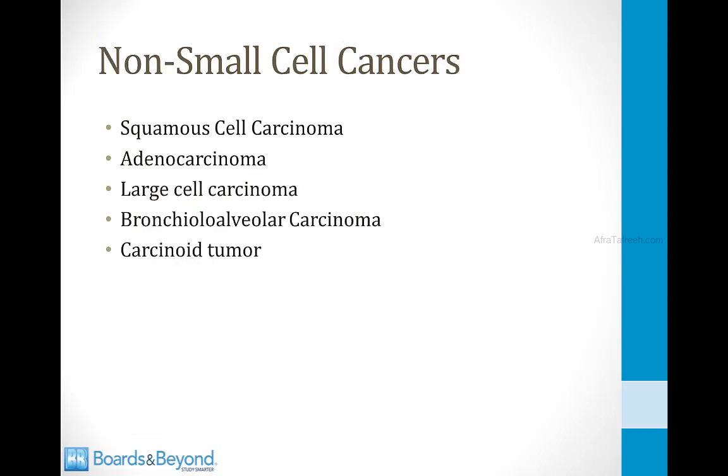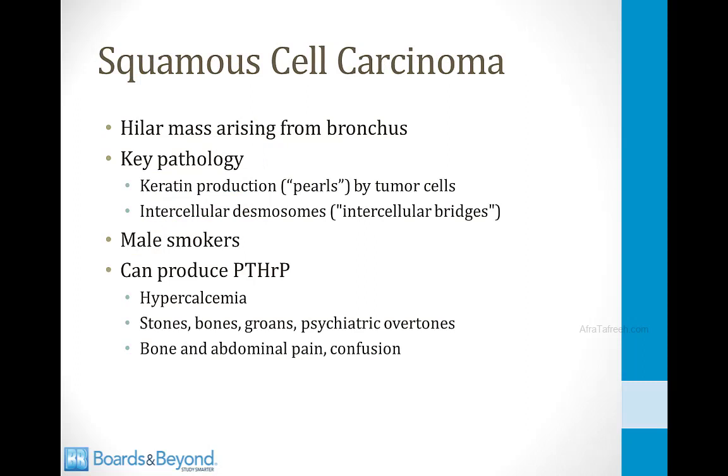Now we're going to talk about the non-small cell cancer, and what's confusing about these cancers is that there are 5 different subtypes you need to know. So we'll talk about the squamous cells and the adenocarcinomas, and then we'll go into the large cells. And then 2 relatively uncommon subtypes are bronchiolo-alveolar carcinoma and carcinoid tumor. So let's talk about squamous cell carcinoma first.